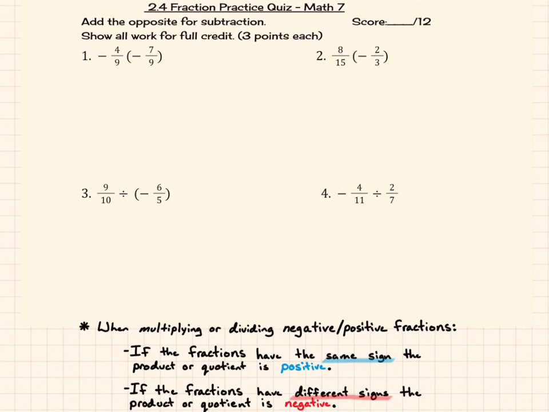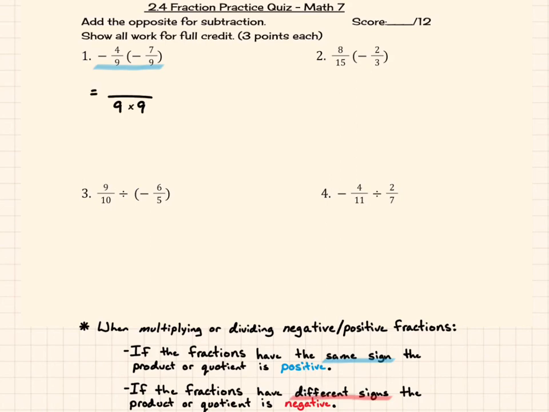So for problem number 1 and number 2, if you have a number outside parentheses, that's multiplication. So this is negative 4/9 times negative 7/9. When multiplying or dividing negative and positive fractions, you need to remember that if the fractions have the same sign, the product or quotient is positive. So number 1, we have the same sign here. We know we're going to get a positive result out of it. The answer is going to be positive.